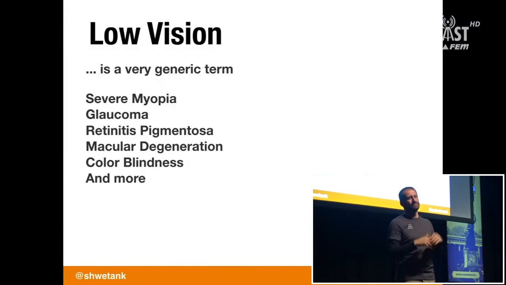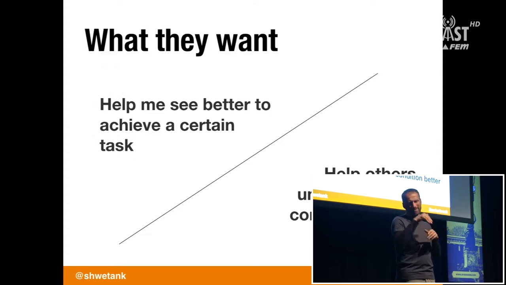One more thing to know about low vision is it's a very generic term, and there are many different conditions within low vision. For example, you have severe myopia. You also have things like glaucoma, retinitis pigmentosa, and many other things that I'll talk about in more detail later on. But ultimately, what I found, when it came to making tools or solutions to help them, was that it can basically be categorized into two parts. One was basically to help them see better, to achieve a certain task.